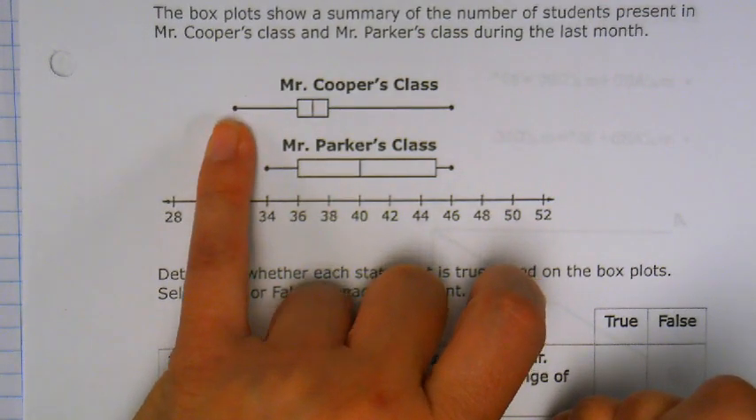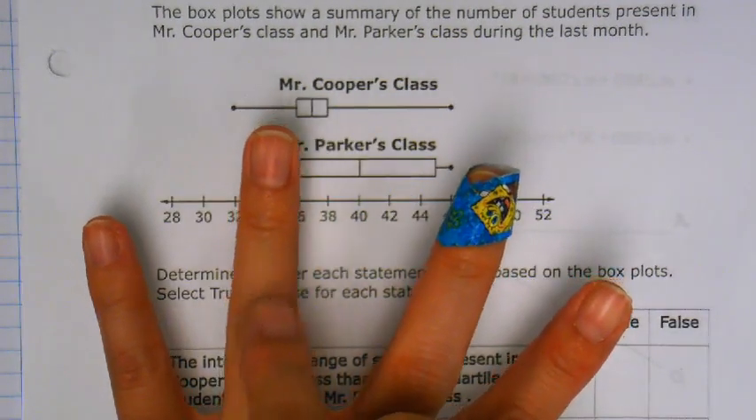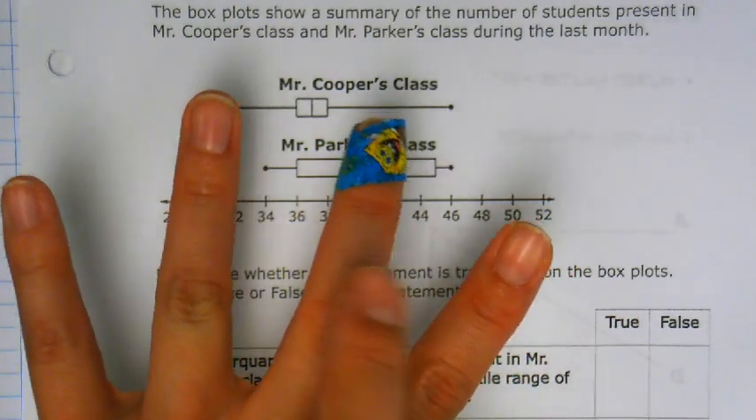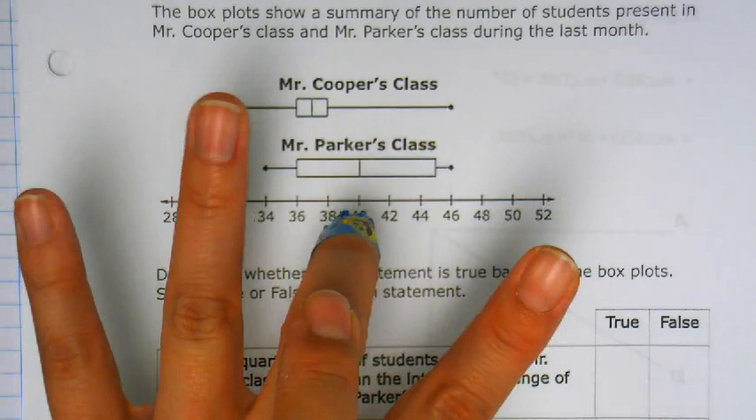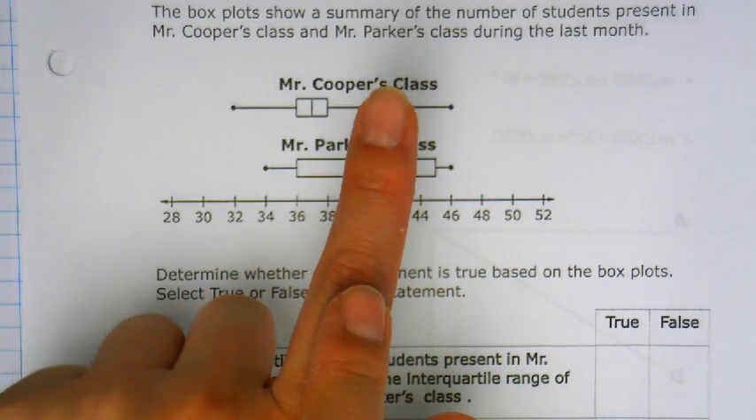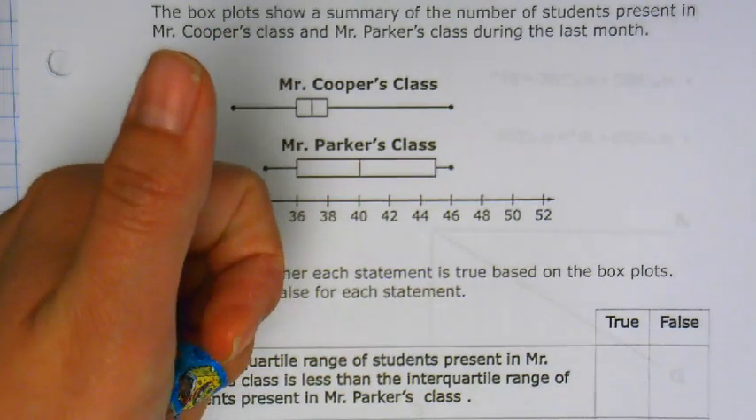Minimum. Then what's the ring finger called? Lower quartile. Middle finger. Median. And then this one, upper quartile, and then your thumb, maximum. Maximum. Very good.